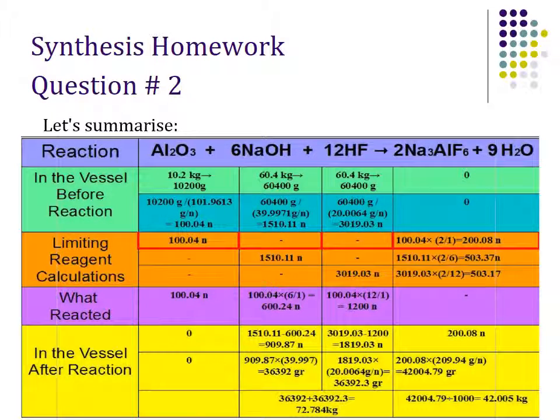So let's summarize. We first converted kilograms of each of the reactants to grams. We then found the number of moles by dividing by the molar masses. Then we found the limiting and excess reagents by multiplying by the ratio. We then found how many moles of the excess reagents we would need to completely react with the limiting reagent. And we then found how many moles of the excess reagents were left by subtracting how much we need from how much we originally had. Finally, we converted moles to grams to kilograms.